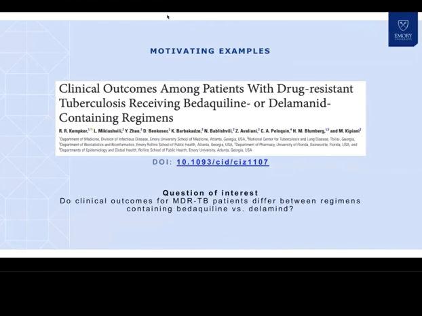This study was conducted in the country of Georgia, which actually has one of the highest rates of MDR-TB in the world. It was a small observational study. About 100 patients with MDR-TB were followed for, I think, up to 2 years. Each of these patients was receiving a treatment combination that included either bedaquiline or delamanid, these two new therapeutic drugs. So the analyses I'm going to talk about are asking: can we discern what the effect of receiving a bedaquiline-based or delamanid-based therapy is on patient outcomes?